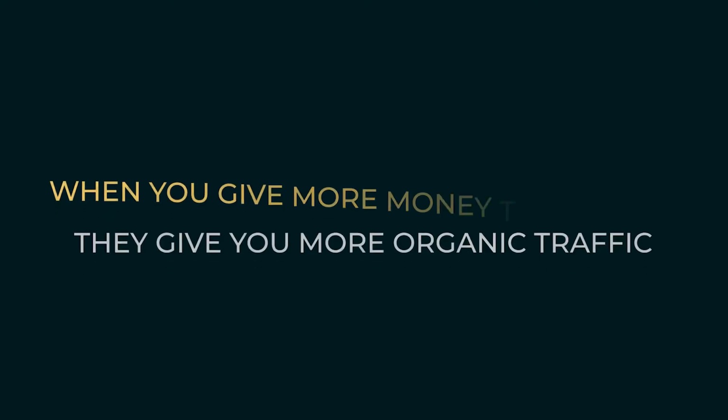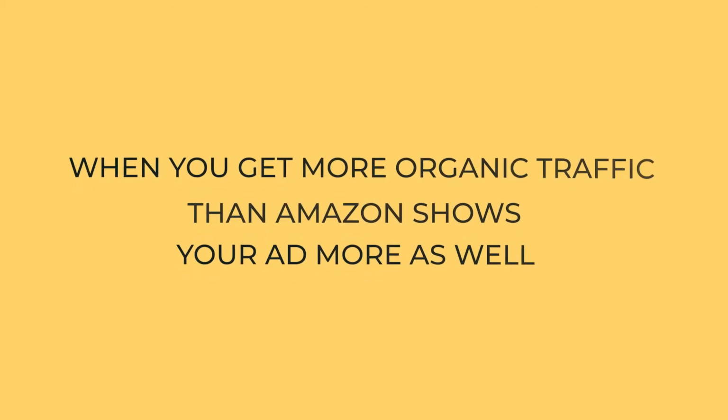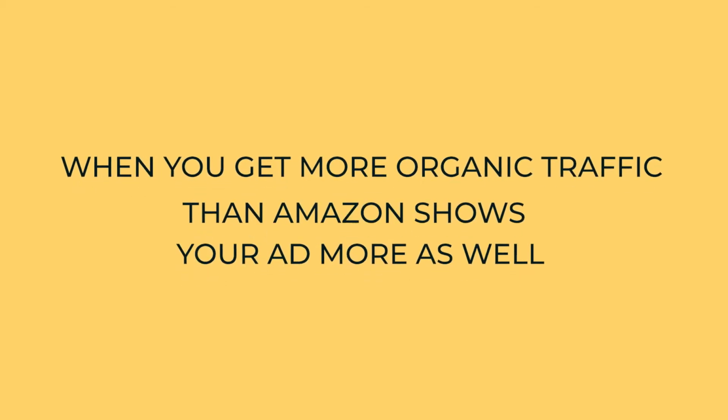So while your ACOS may be slightly higher than what your goal is, and you can actually set a target ACOS within ZonTools as well, you can actually be making more revenue by getting those organic sales because you are spending money on ads. It is a positive feedback loop. When you give more money to Amazon, they give you more organic traffic. But when you get more organic traffic, then Amazon shows your ad more as well.